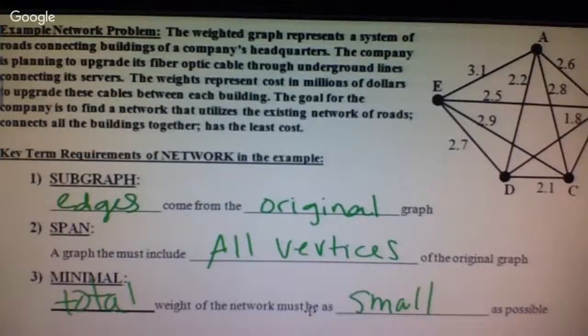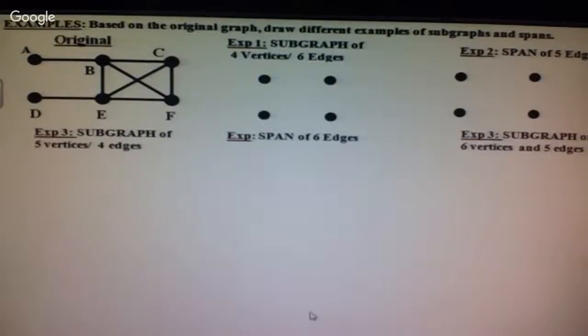All right, so we're going to practice using an original picture, creating these types of things. This is my original picture. They want me to create a subgraph that uses 4 vertices from my original picture and 6 edges from my original picture. So I've put 4 dots down. What 4 dots from this original picture do you want to use? B. What else? C, E, and F.